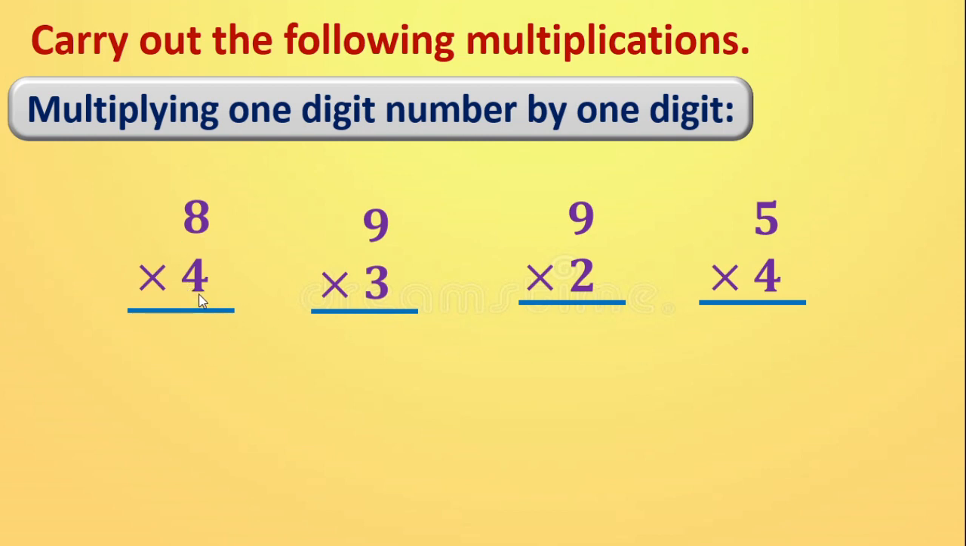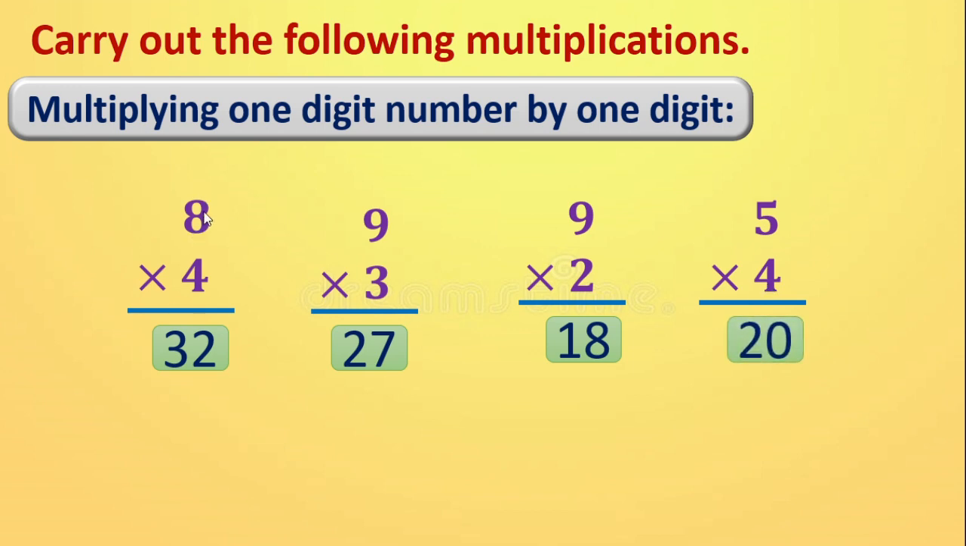That is 8 fours are 32. Correct? 9 threes are, yes, you are right, 27. 9 twos are 18, 5 fours are 20. Right? This is called vertical method because we are writing the numbers one below the other. Correct? 8 is up and 4 is below 8. Here standing method, that is vertical method.